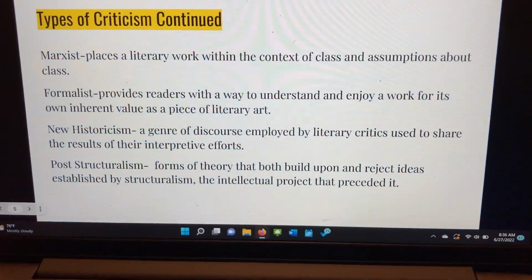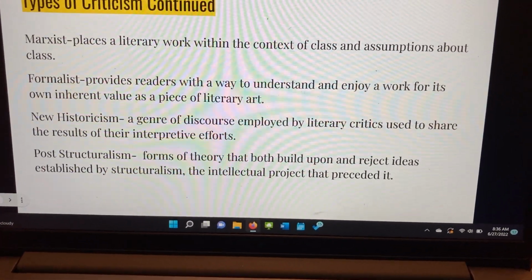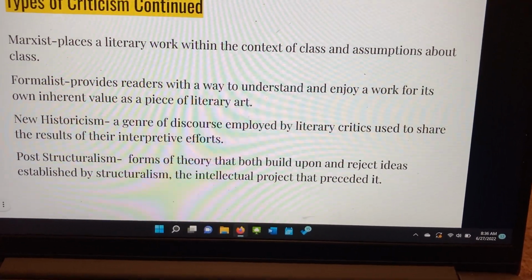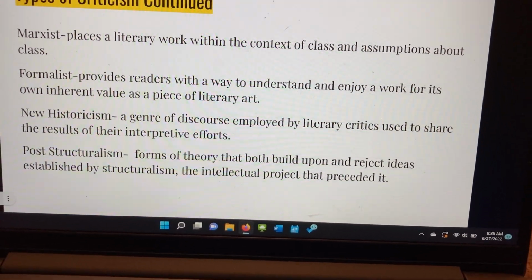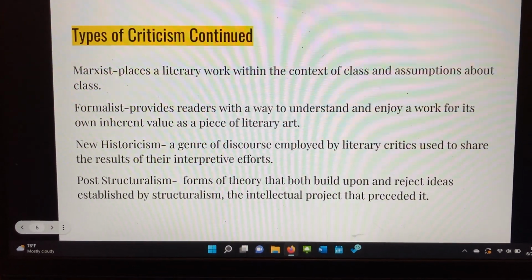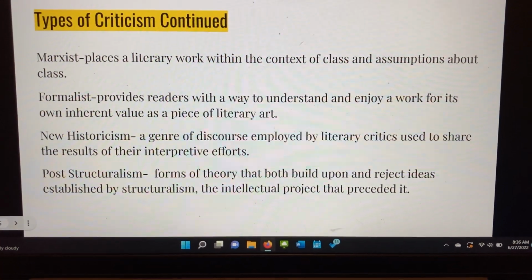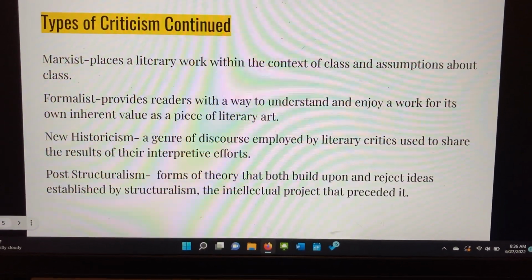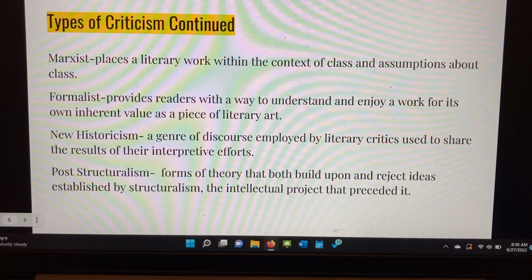And then post-structuralism, that's the final one. Similar to New Historicism, it builds upon and rejects ideas established by structuralism. So it's comparing and contrasting old and new, old ideas, new ideas, rejected ideas. You could kind of even apply it to something like Age of Innocence.